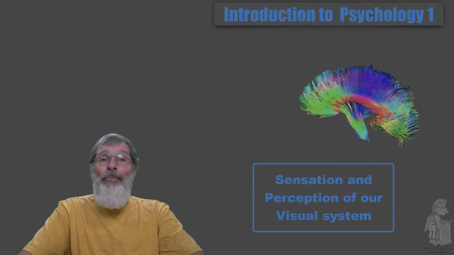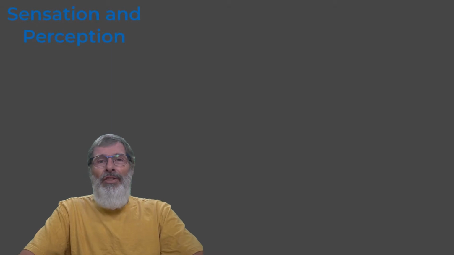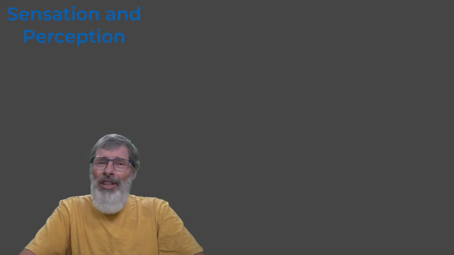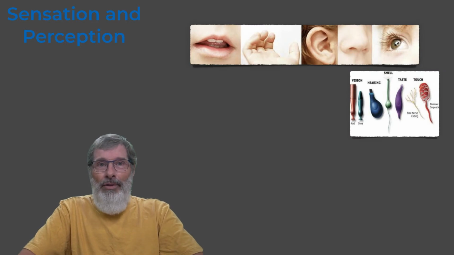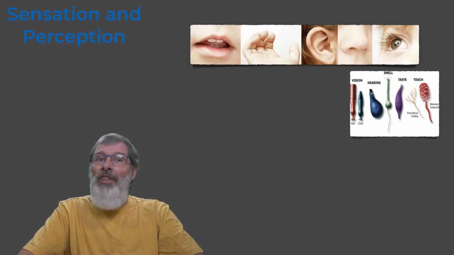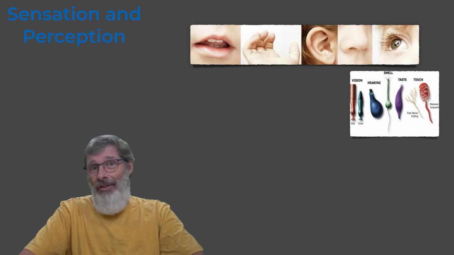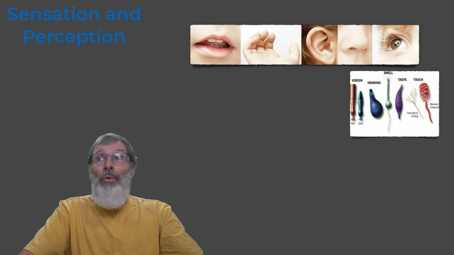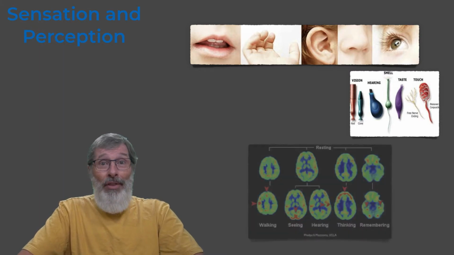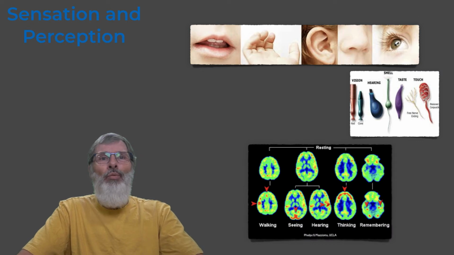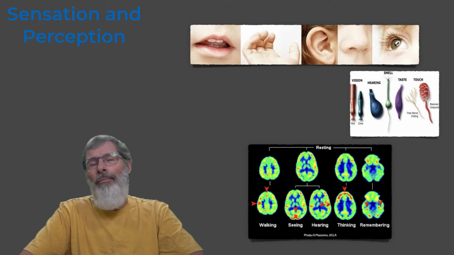So let's begin. So some definitions around sensation and perception. Sensation, the stimulation of sensory receptors and the transmission of sensory information to the central nervous system. Now that's important. There are receptors, and we'll get into this quite a bit. The perception, when we talk about that, that's the active process in which sensations are organized and interpreted to form an inner representation of the world.